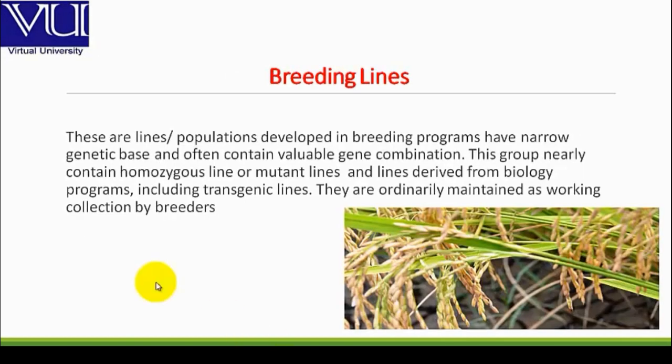Breeding lines. These are the lines or populations developed in breeding programs, have a narrow genetic base, and often contain valuable gene combinations. This group mainly contains homozygous lines or mutant lines and lines derived from biology programs, including transgenic lines. They are ordinarily maintained as working collections by breeders. Plant breeding is the art and science of changing the traits of plants in order to produce desired characteristics. It has been used to improve the quality of nutrition in products for humans and animals.